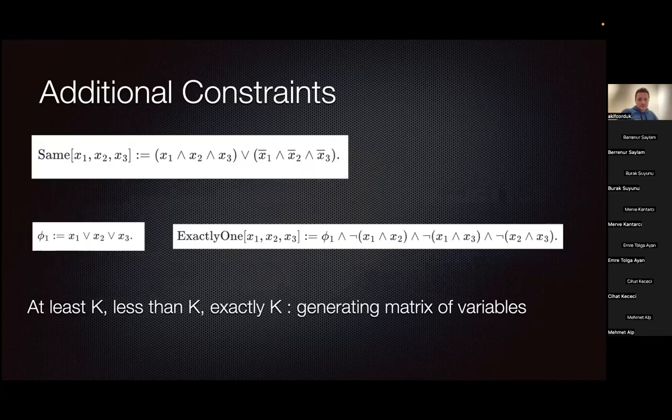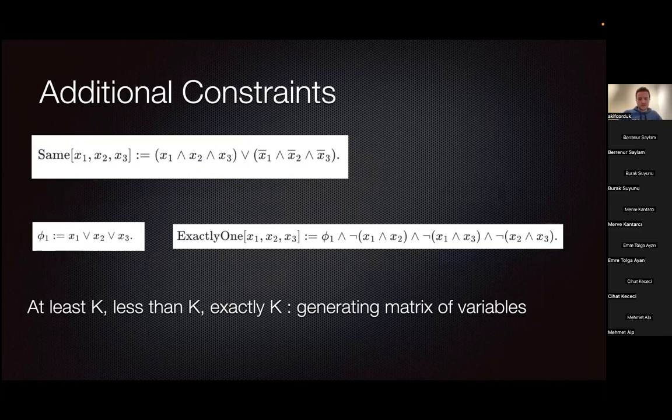So in real life, you have more constraints than just or, and, not, if, but you have some constraints such as same, which enforces that all the given variables should be exactly the same. And one can formulate that with the equation that I show here. So all x1, x2, and x3 should be true, or all x1, x2, and x3 should be false.